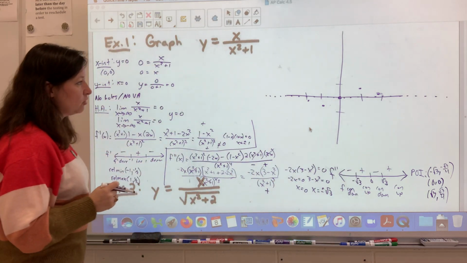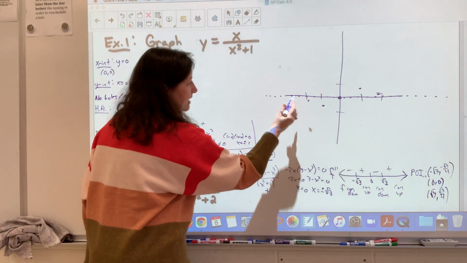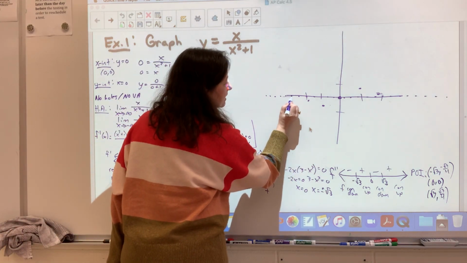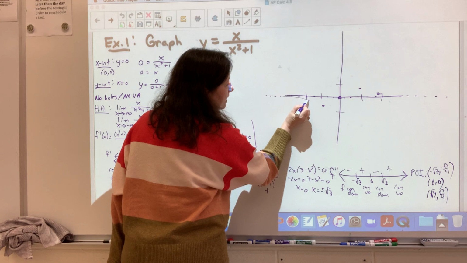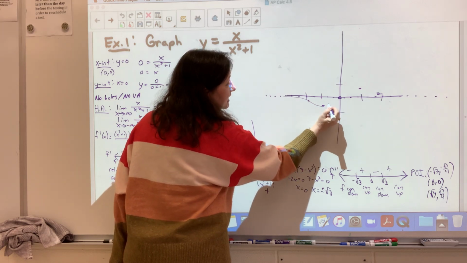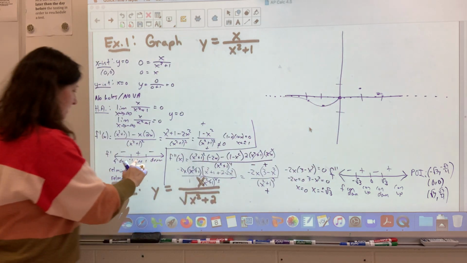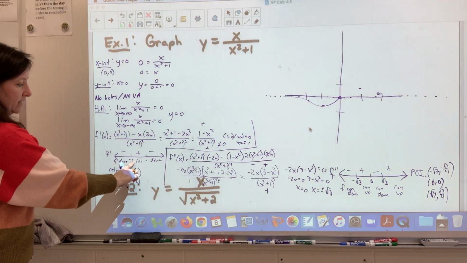So now it's time to draw my curve. So I'm supposed to be decreasing, concave down. So decreasing, concave down until negative root 3. I continue to decrease, but then I'm concave up. Then I'm still concave up, but I'm increasing. I'm getting that from this. I'm increasing starting at negative 1.